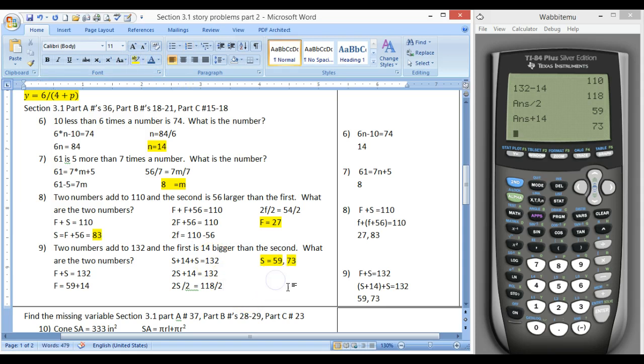And there's a way we can verify this by adding the two numbers and verifying that it does equal 132. So let's add 132. Good! All right, let's move to the next portion.